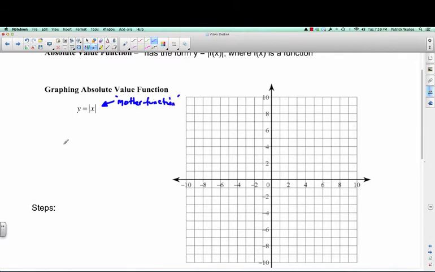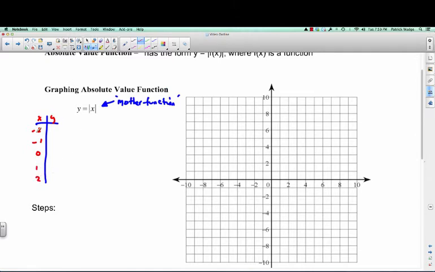So we don't know how to graph this right now. We don't know what it looks like. So whenever you don't know how to graph something, the way you can almost always graph it is you make a table of values. So let's do that. We're going to put some x values and some y values. And since we're talking about absolute values, you better make sure you use some negative values and some positive values. Why don't we use the values -2, -1, 0, 1, and 2.